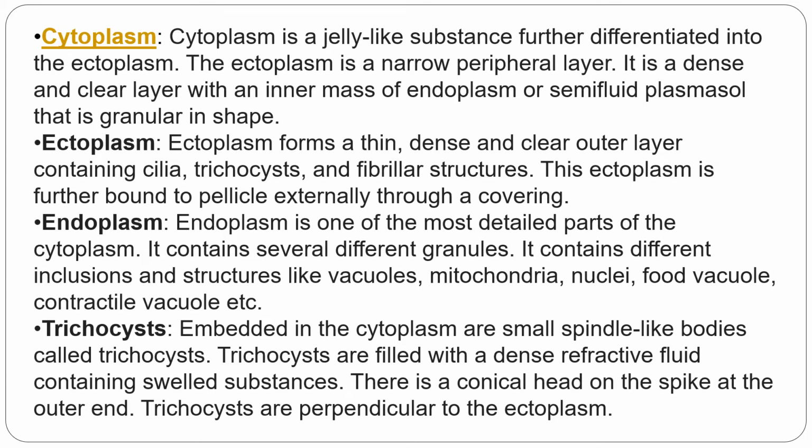Trichocysts. Embedded in the cytoplasm are small spindle-like bodies called trichocysts. Trichocysts are filled with a dense refractive fluid containing a solid substance. There is a conical head or spike at the outer end. Trichocysts are perpendicular to the ectoplasm.